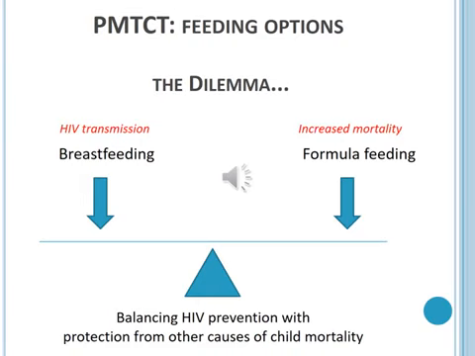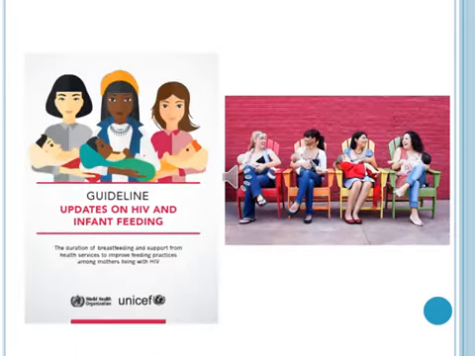So now that we know that undetectable is untransmittable, the risk of HIV transmission is far outweighed by all the benefits of breastfeeding. And for this reason, the WHO changed its guidelines on infant feeding and now recommend that all HIV-infected mothers who have an undetectable viral load should breastfeed for up to 2 years so that their babies can benefit maximally from all the nutritional and immunological as well as emotional benefits of breastfeeding.